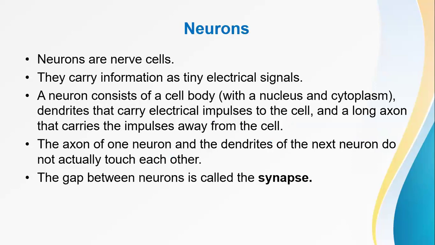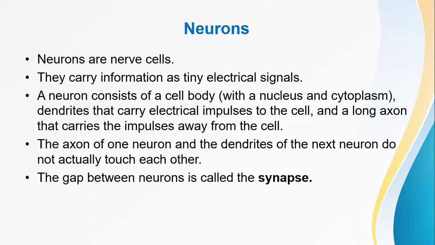Our topic is coordination, and today let's discuss the neurons. In our previous video, we saw the concept of coordination. So today let's discuss these neurons. These neurons are just the nerve cells. They are the ones that carry information as tiny electric signals.